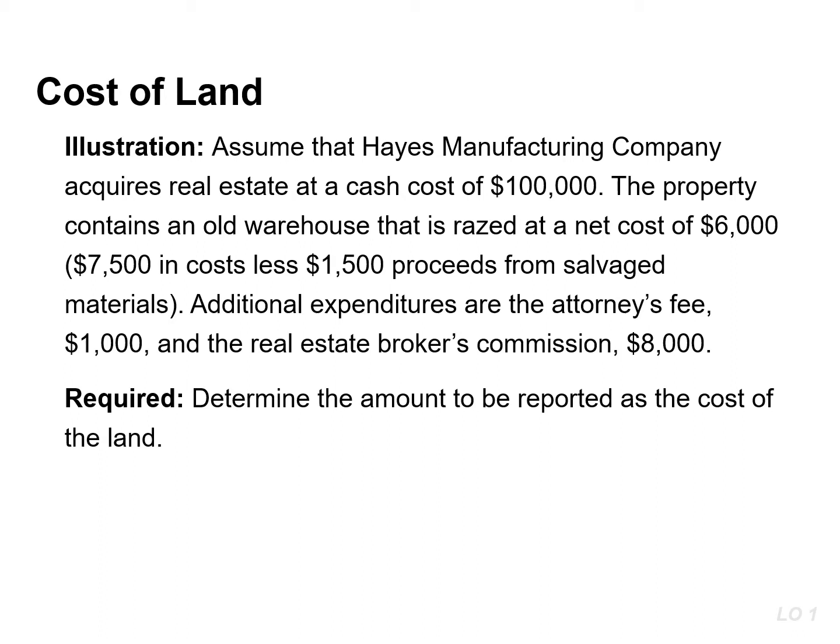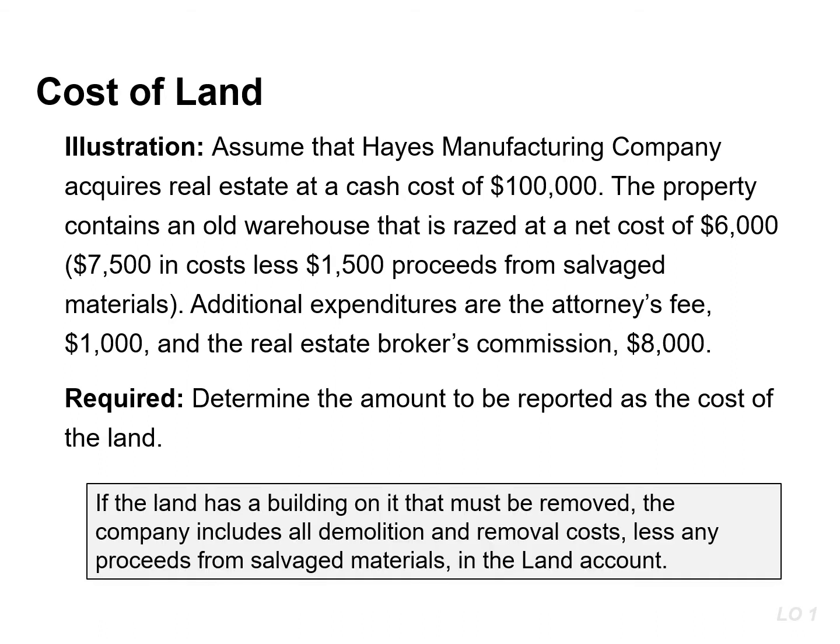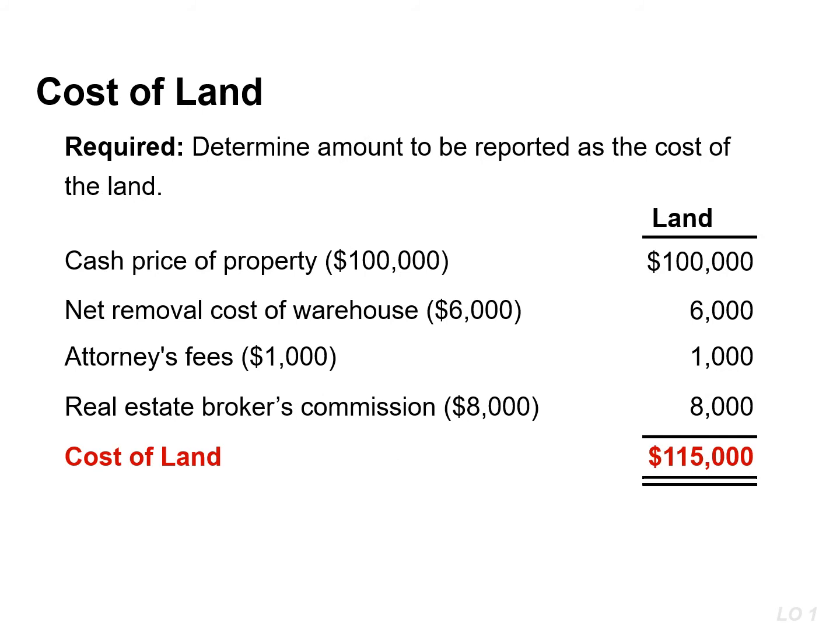Before you answer that question, remember you must include all the cost incurred in making the land ready for its intended use. If the land has a building on it that must be removed to make the site suitable for construction of a new building, the company includes all demolition and removal costs, less any proceeds in the land account. The cost of the land is $115,000. This includes the cost of the property, the net removal of the warehouse, attorney's fees, as well as the commissions. When this company records the acquisition, it debits land and credits cash for $115,000.